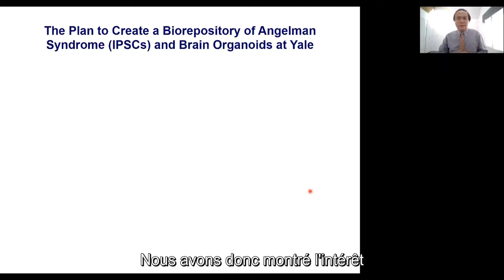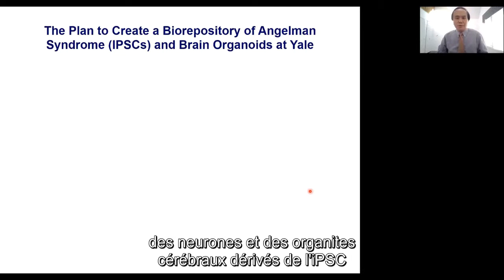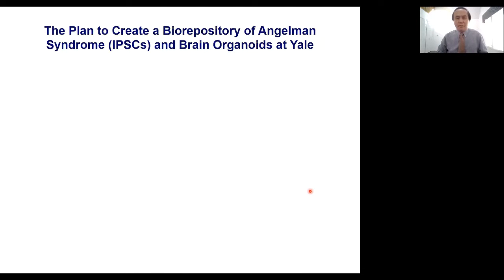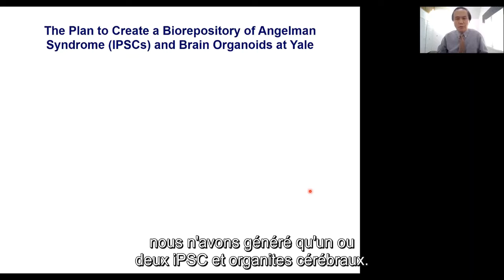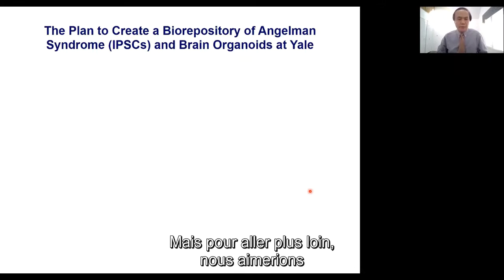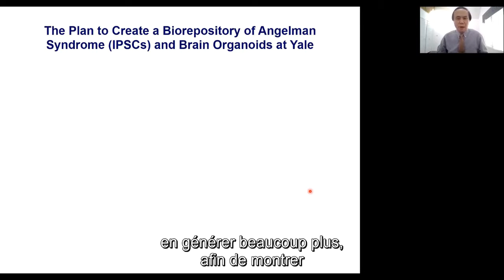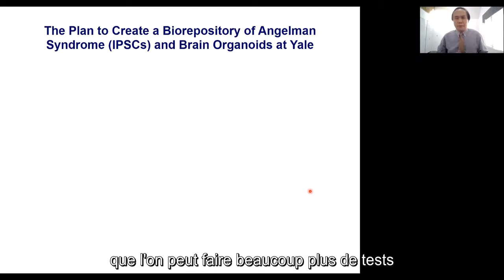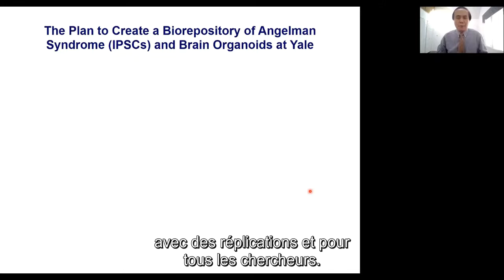So clearly, we show the value of the Angelman iPSC-derived neurons and the brain organoid. However, in that particular study, we only generated one or two iPSC lines and brain organoids. To really promote this direction, we would like to generate a lot more, so that any investigator can do a lot more experiments with replication.